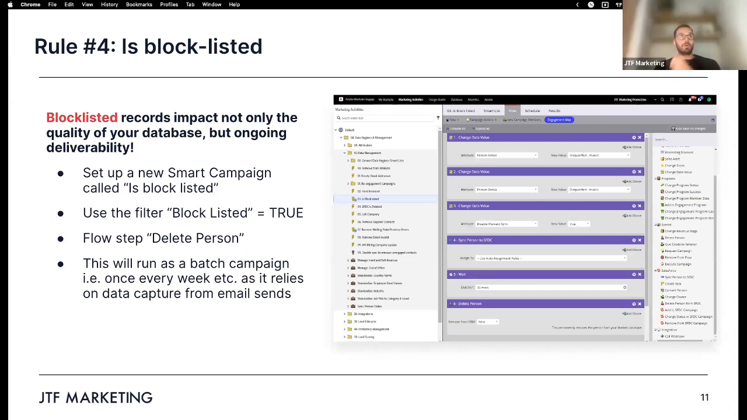Blocklisted records, we're saying there, not only impact the quality of data, but ongoing deliverability. One thing you want to be really careful about is messaging people, and blocklisted is almost one logic. You've also got the thought around email bounces. You can be emailing somebody and that email is bouncing back every single time, and you're only going to impact your deliverability rates.